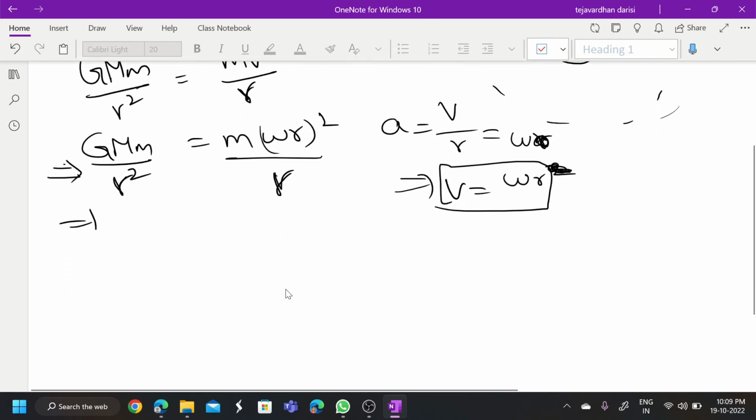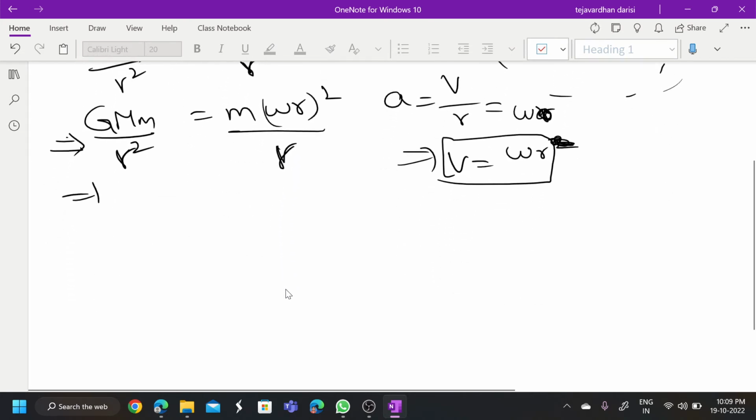Now we need to separate omega square from here. Before that, I am cancelling the same values: r is also cancelling. Then omega square equals G M by r cube. This is the formula we get.